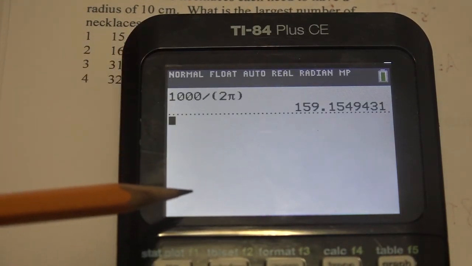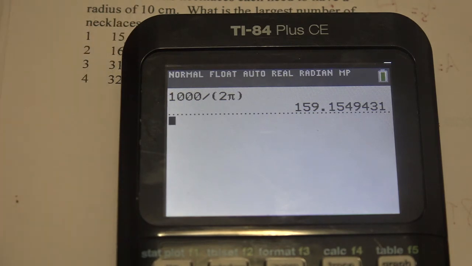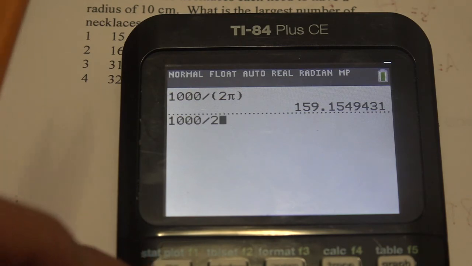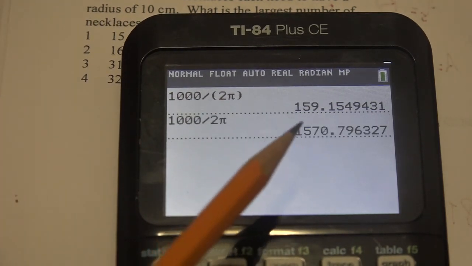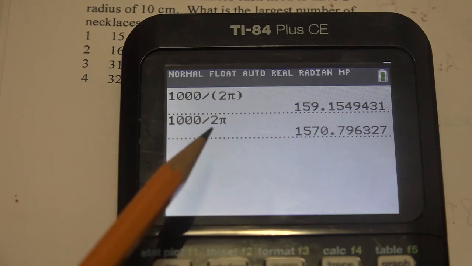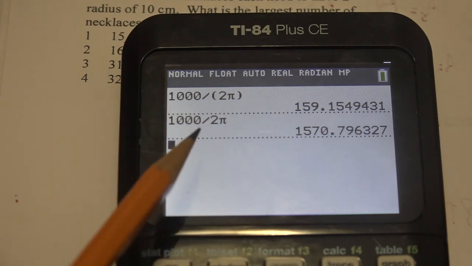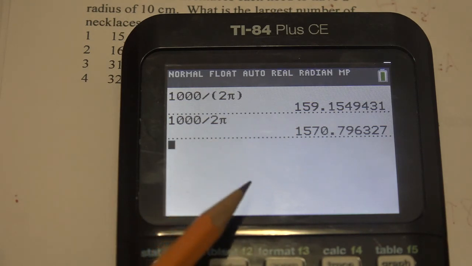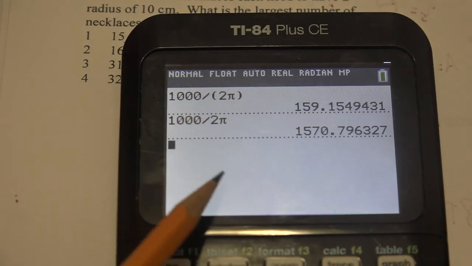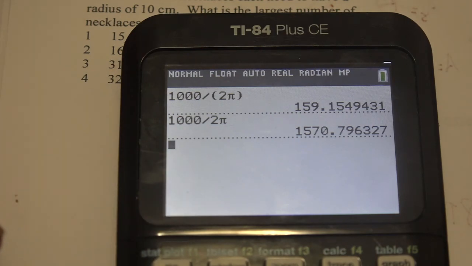Okay? Now, I'm going to show you the difference between that and this. Divided by 2 pi. See? Two different numbers because the calculator thinks that it's going to divide by 2 and then it's going to multiply the whole thing by pi. So this is what you got, okay? And anyways, I think I made a mistake. I divided by 2 pi. I'm supposed to divide by 20 pi.